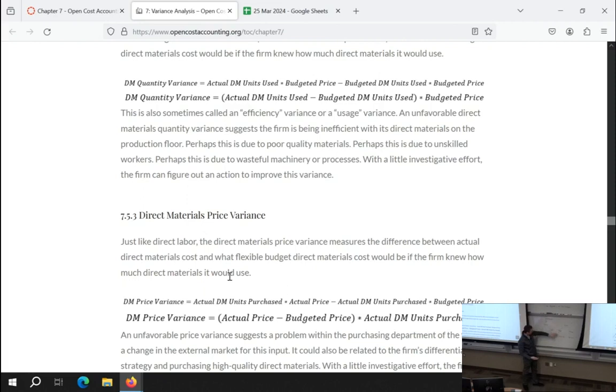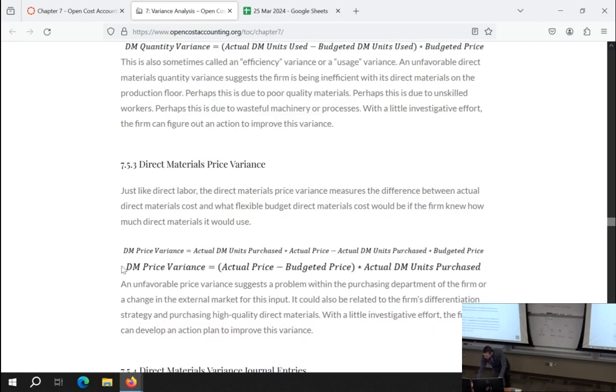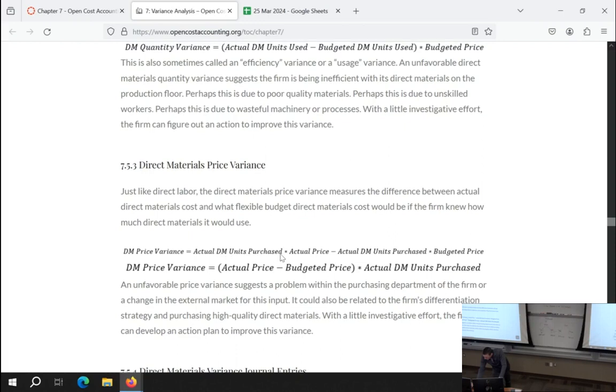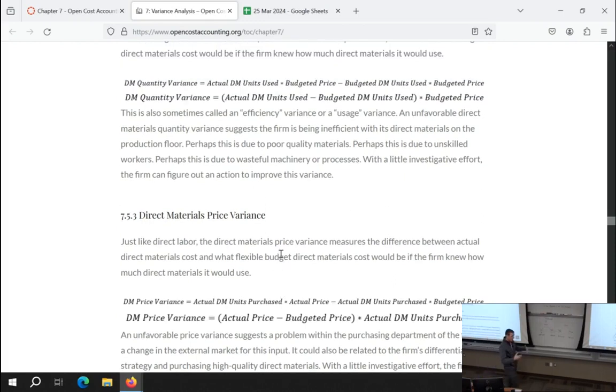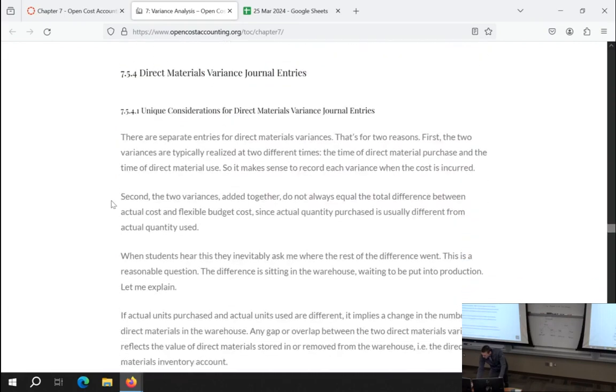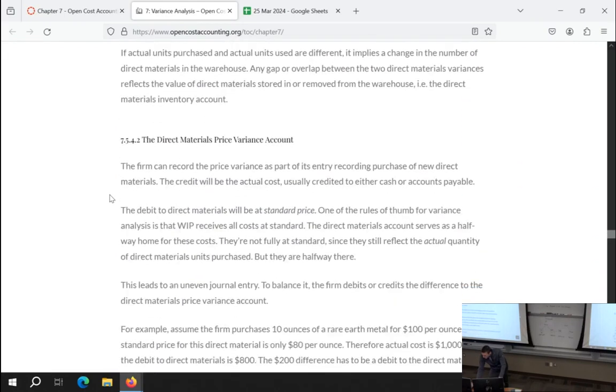Unless you realize there is a gap in here that might come from a movement in direct materials or raw materials. We have the same equations for direct materials as we had in direct labor, except like I said, we have two AQs, two actual quantities. So let's move on down to the journal entries.